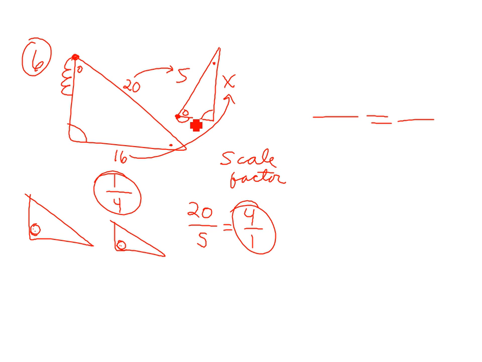Good. But what we could do now is use that scale factor. 4 compares to 1 the same as, what's the other matchup? 16 and x. 16 to x. You cross multiply, you get 4x equals 16. What's x equal then? 4.